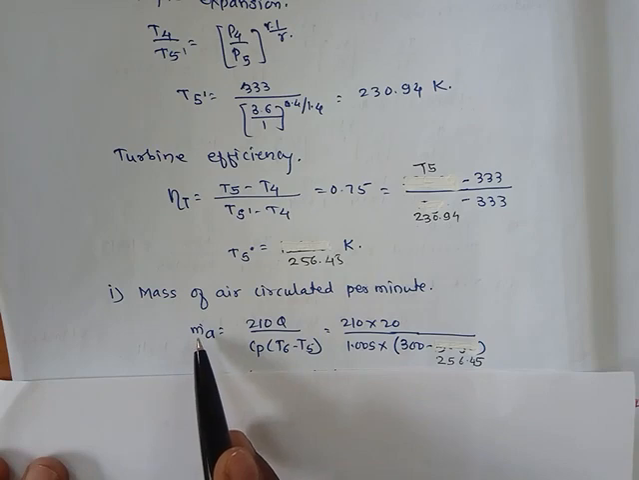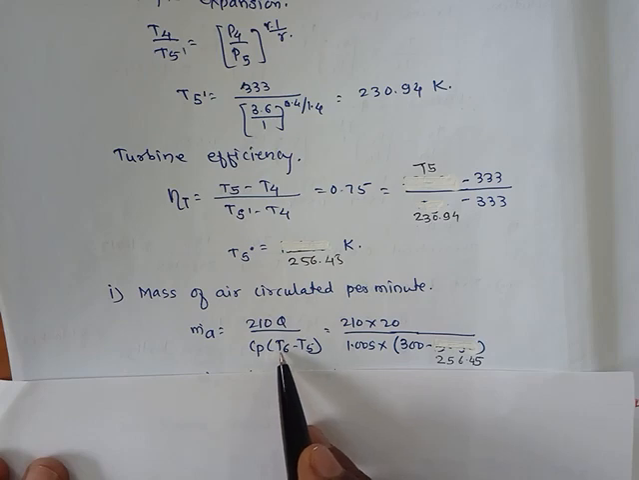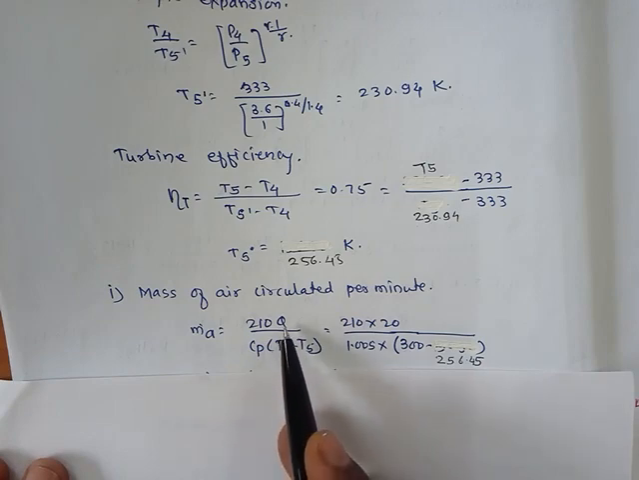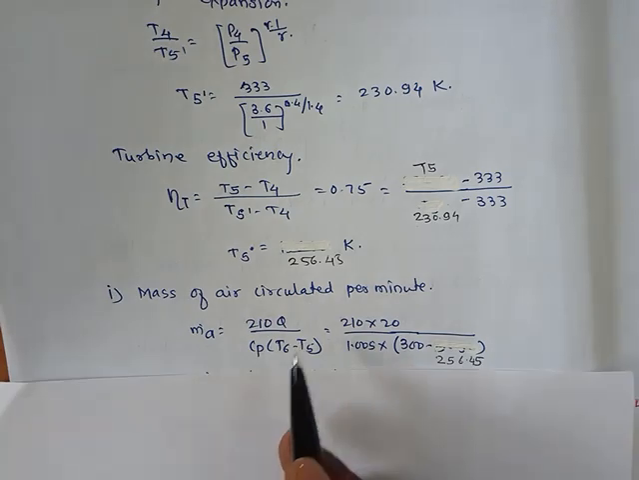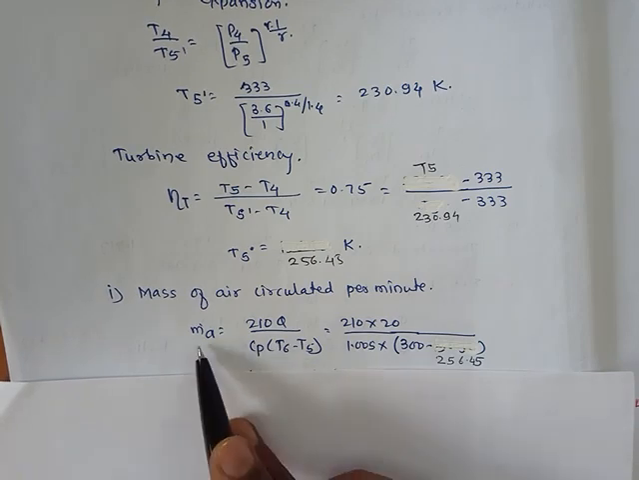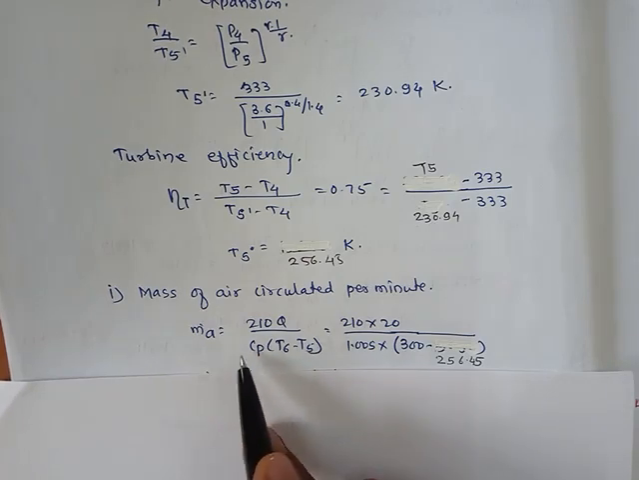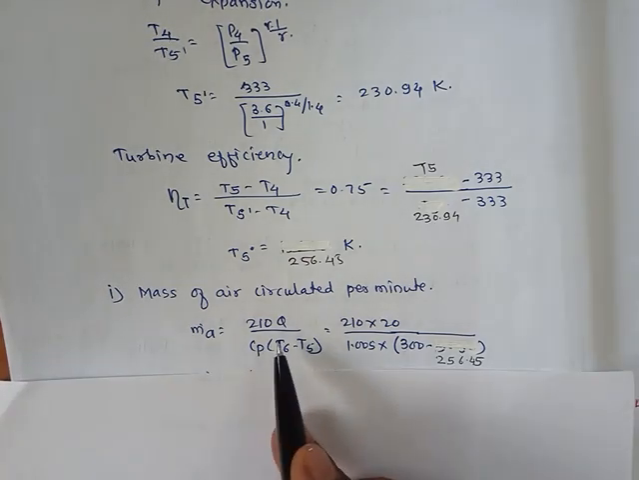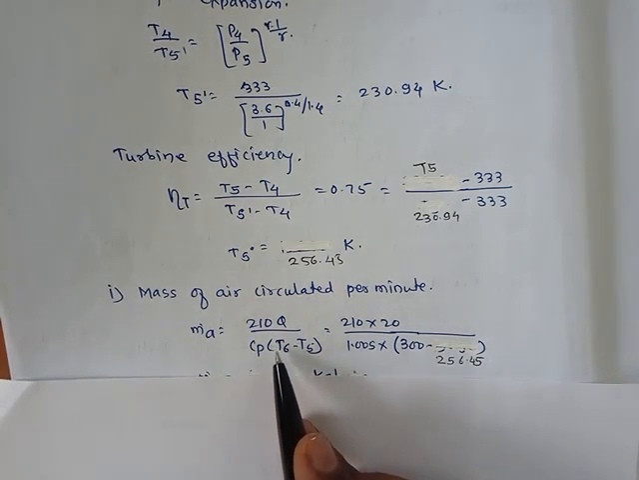Now the last one, as we have already seen in the previous problem, the mass of air circulated per minute. We have the formula: mass of air is equal to 210 Q divided by Cp multiplied by T6 minus T5. Here Q means the load, and the load is the heat rejection that will take place. Depending upon that, we find the mass flow of air. So Q is the tons of refrigeration capacity, and mass flow of air multiplied by Cp and the temperature difference T6 minus T5 indicates how much refrigeration takes place in the cabin. From this relation we will find the mass flow of air.